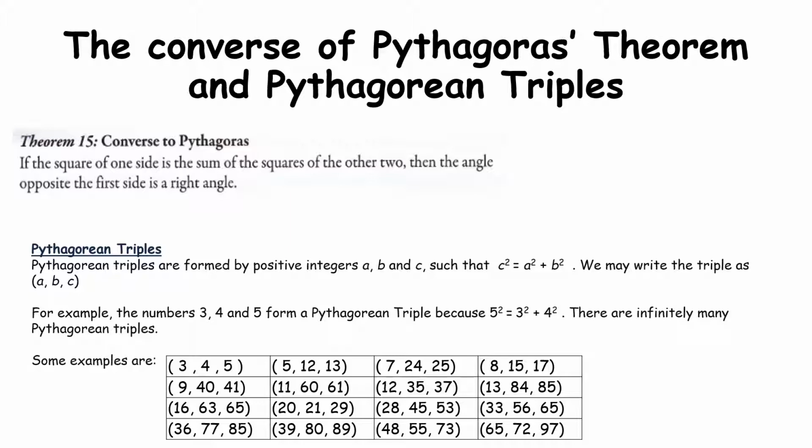Often as students work with trigonometry, they start to notice these Pythagorean triples, and they start to notice that when you have 3 and 4 and you're missing the hypotenuse, the hypotenuse will always be 5. So they start to see these patterns emerge. So we have 3, 4, 5, 5, 12, 13, 7, 24, 25 and so on.